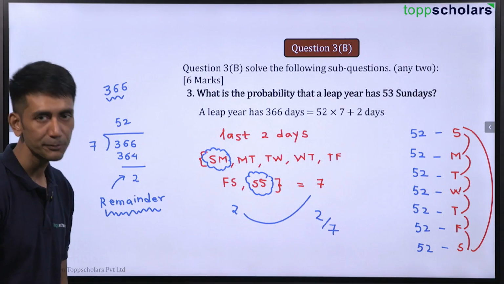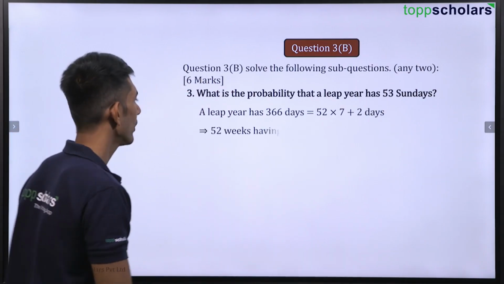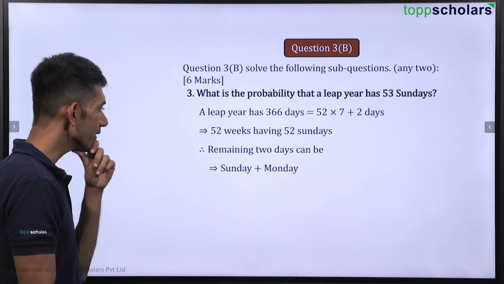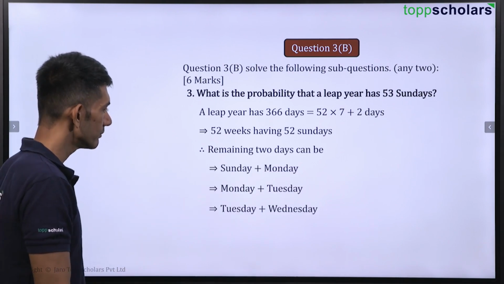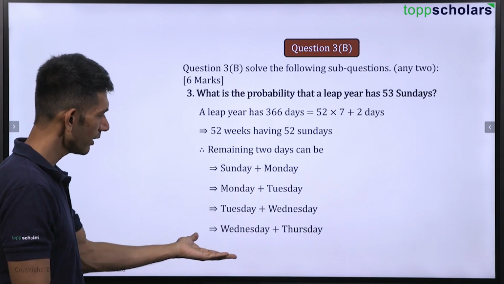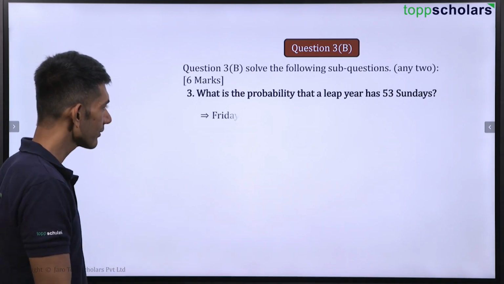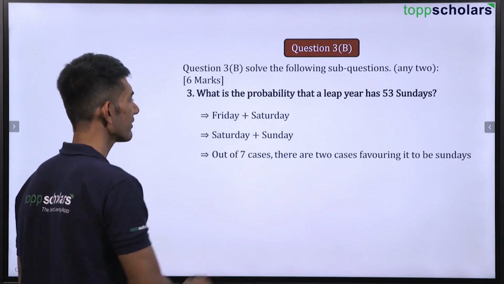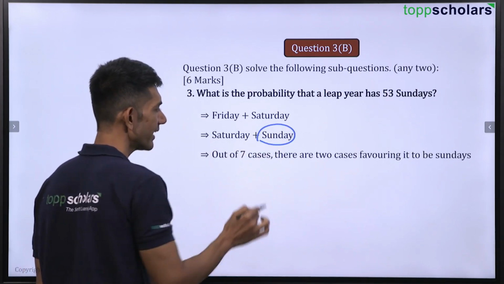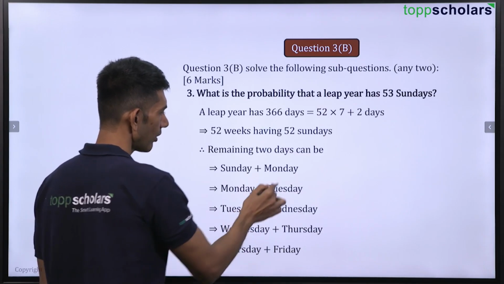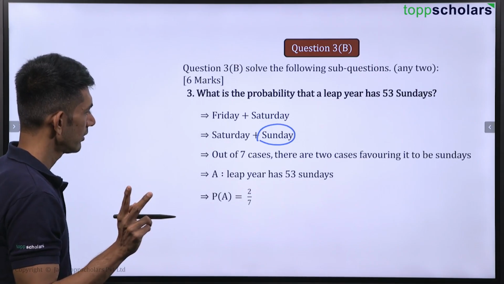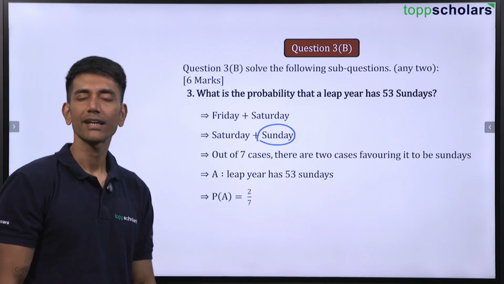So this is a detailed explanation of how we can write it down mathematically. 52 weeks have 52 Sundays. So the remaining 2 days, they have given a bifurcation of this. These are the remaining days. And out of the 7 cases, here I can get Sunday or here I can get Sunday. 2 possibilities. So that's it. 2 by 7 is the final answer.